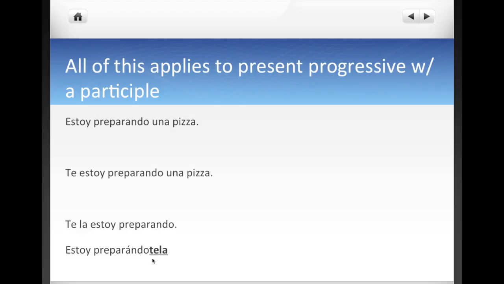Keeping my pronouns together, te and la, and also adding an accent over the a in ando in order to preserve that original stress. Preparando, preparándotela. I've added two new syllables to the end of the word, so I need to indicate that the stress hasn't changed.